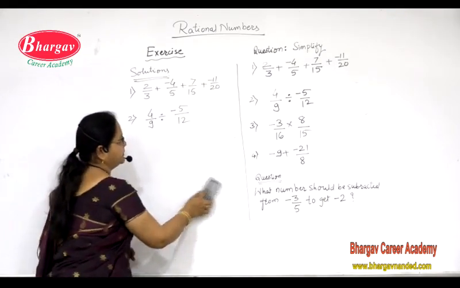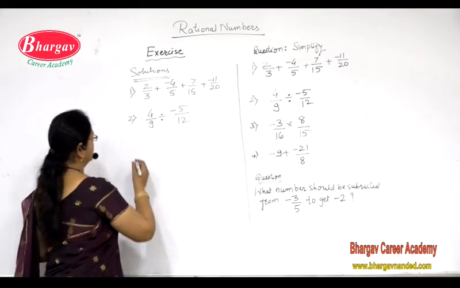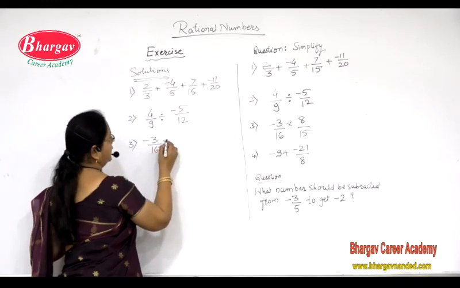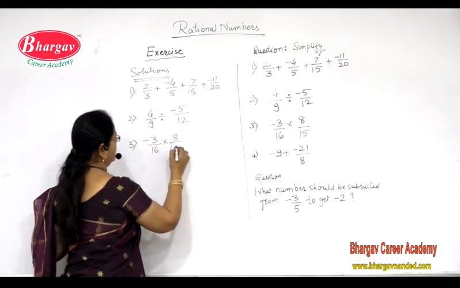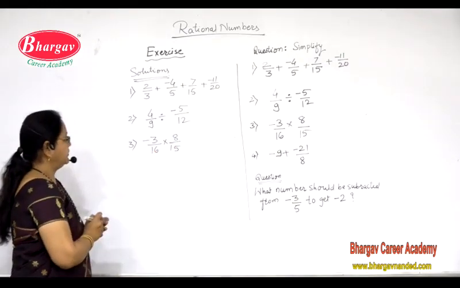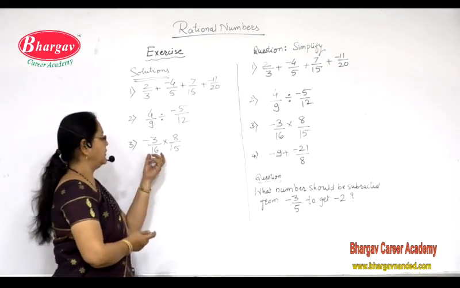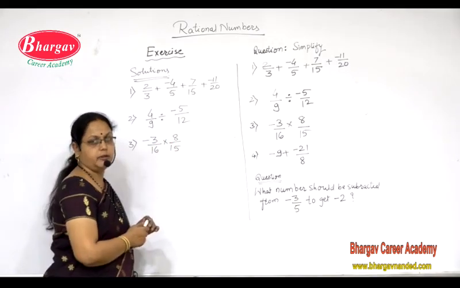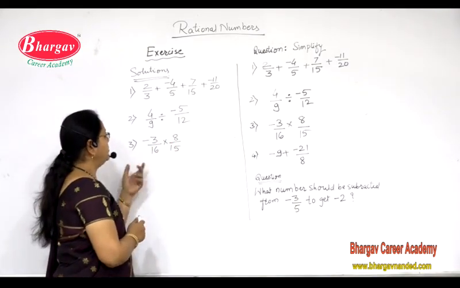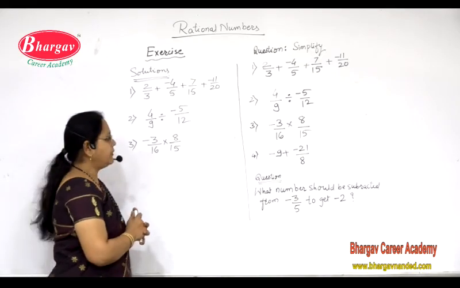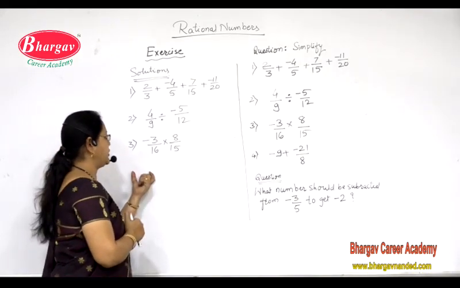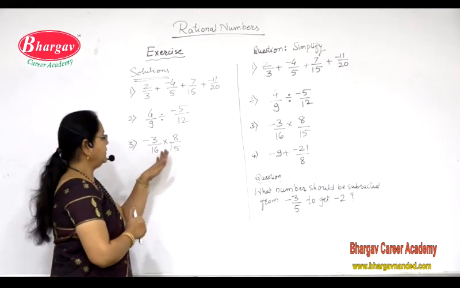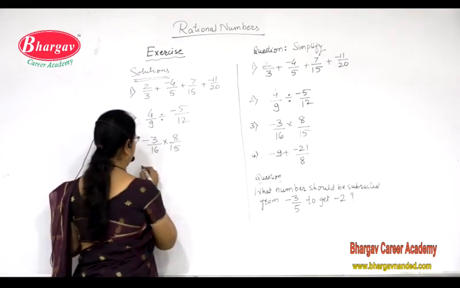Now we solve example number 3. Minus 3 by 16 into 8 by 15. Now in this example, we have to follow the rule: numerator, numerator, denominator, denominator multiplication. But there is one more shortcut technique. Instead of taking direct multiplication, we try to simplify it using a shortcut technique.